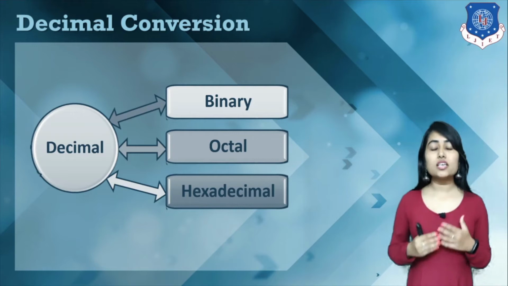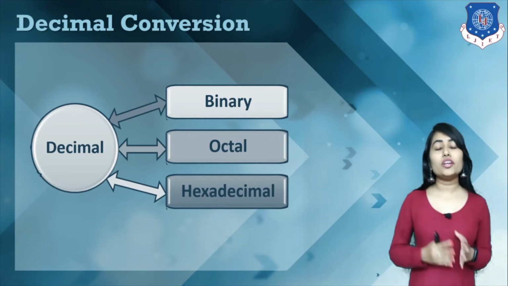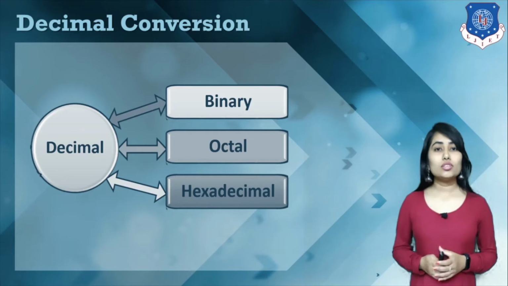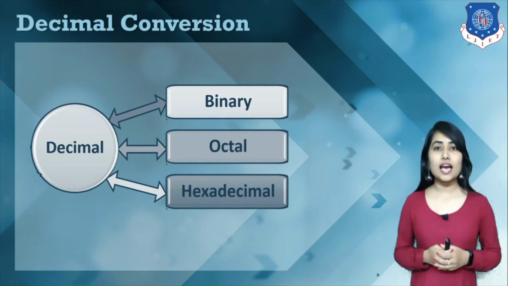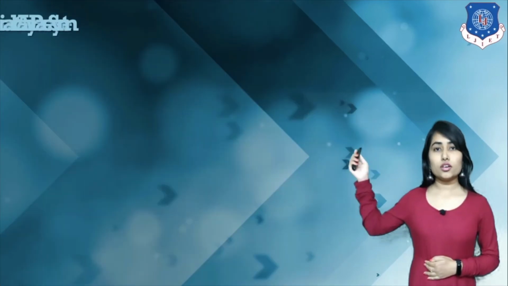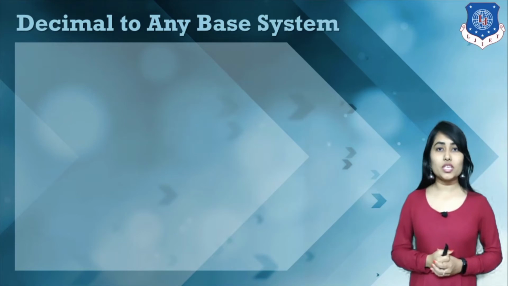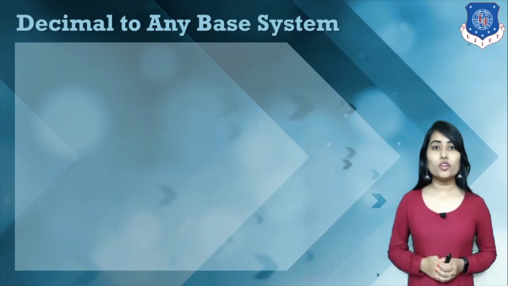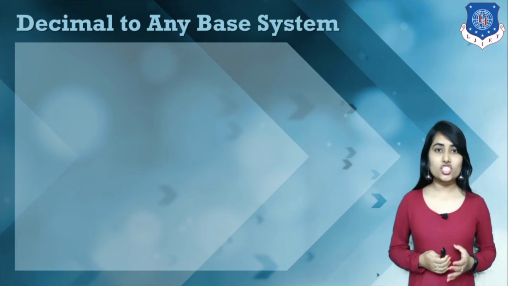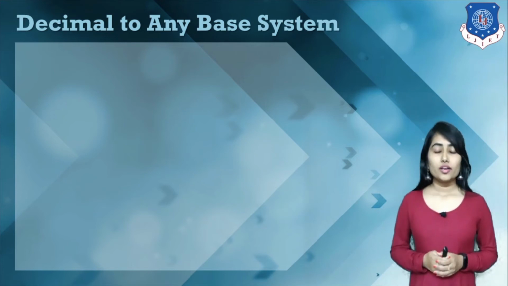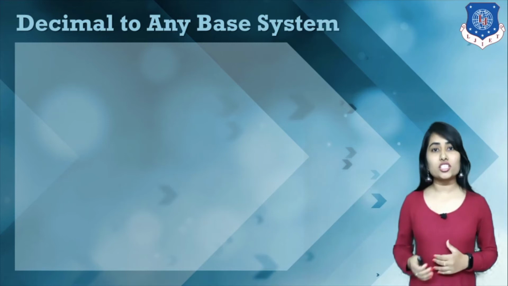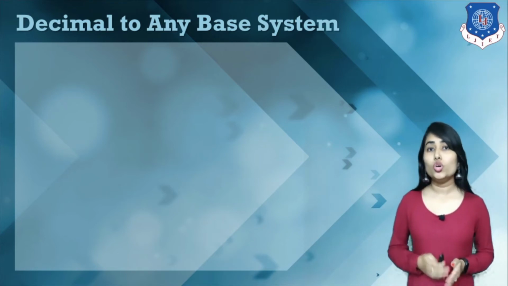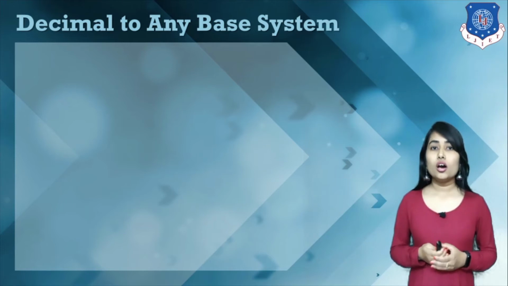So let's discuss how we can convert a decimal number into another base system, first from decimal to any base system. In a decimal number, we have two types of numbers, integer and fractional. In the decimal number system, we have an integer portion and a fractional portion, and these portions can be converted into the desired base system using different methods.